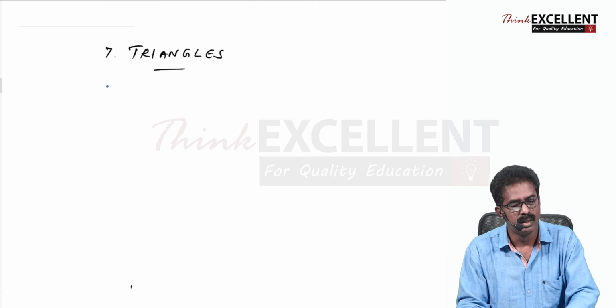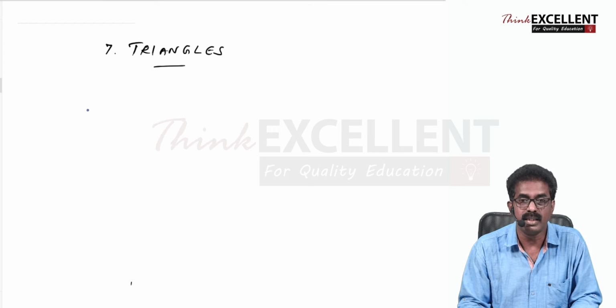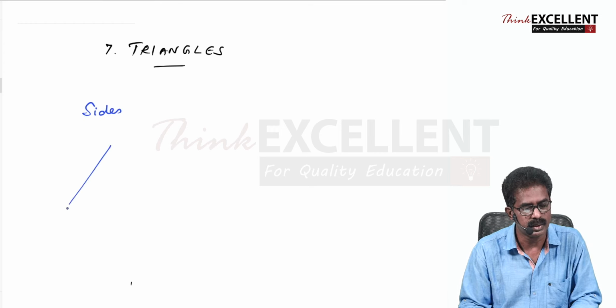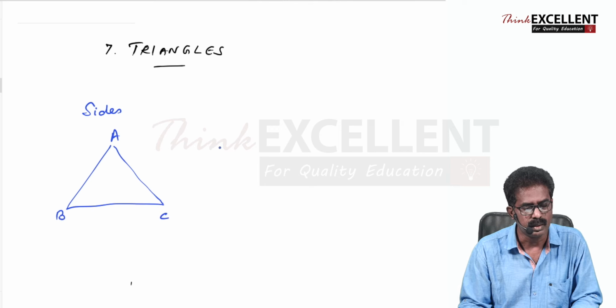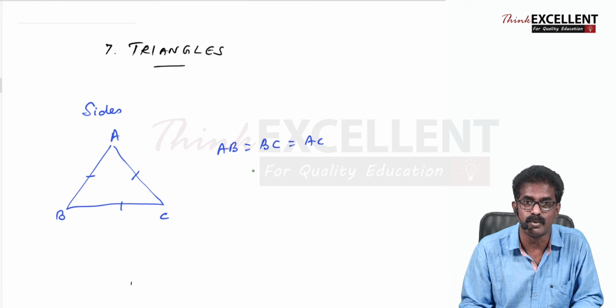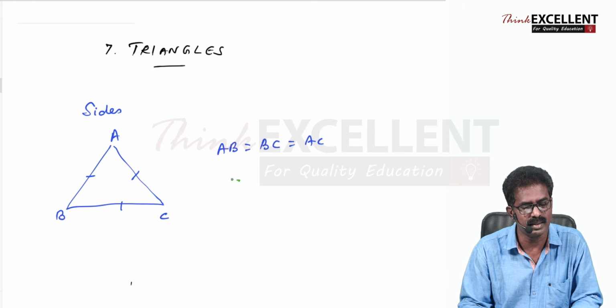Suppose if we take the sides, first we look into the sides. Suppose a triangle is given in which all the three sides are equal. So ABC is a triangle, AB equal to BC equal to AC. All the three sides are equal. Then that triangle has a special name. What is that? Equilateral triangle, right?